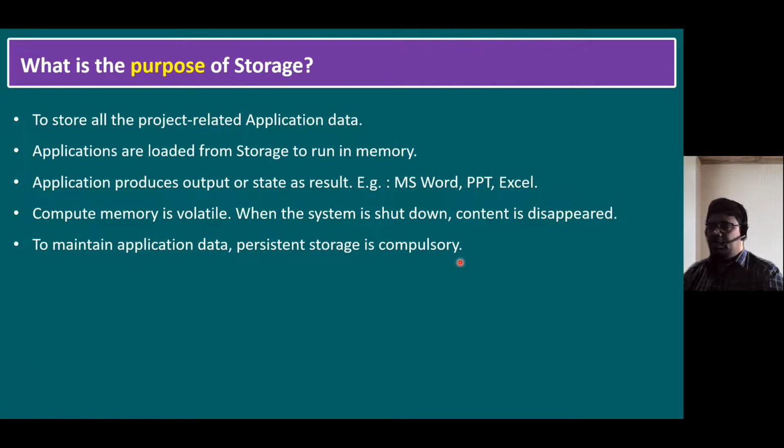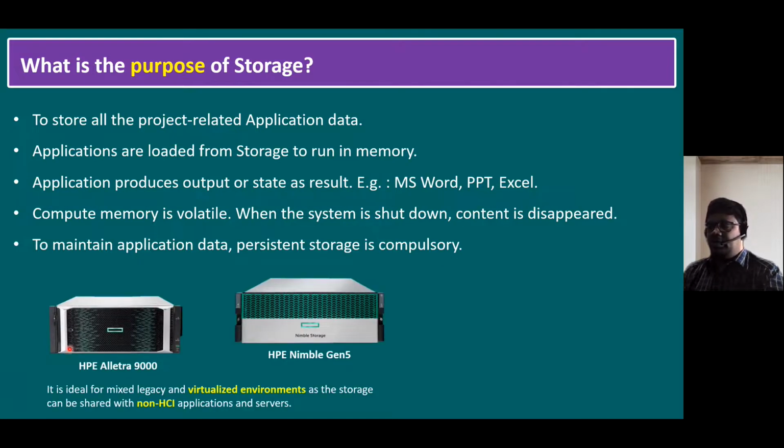Okay, I'm going to give three examples now. One example is HPE Alletra 9000 and HPE Nimble Gen 5. These are the storage model names, and they are ideal for mixed legacy and virtualized environments, like Microsoft virtualization Hyper-V, VMware vSphere, or Nutanix AHV, Acropolis hypervisor, and so on. In all virtualization environments we can use these models, as the storage can be shared not only with hyper-converged infrastructure, but also with non-hyper-converged infrastructure applications and servers. That is the importance of these two models.